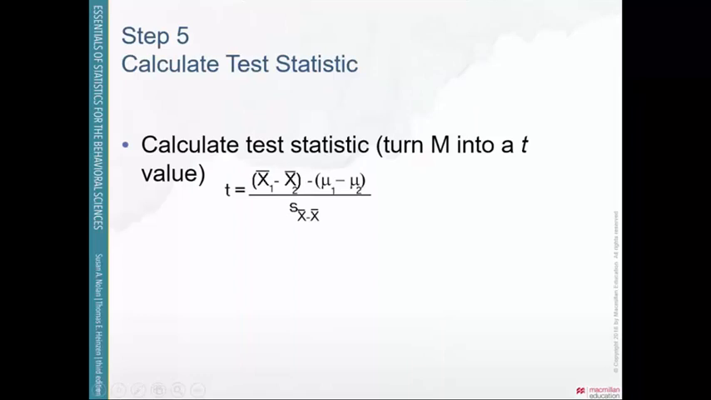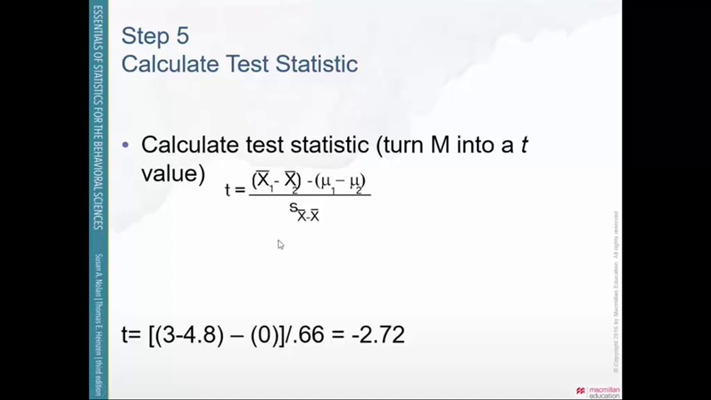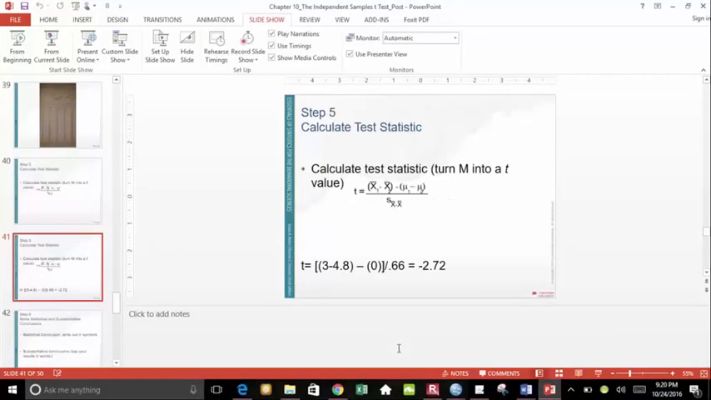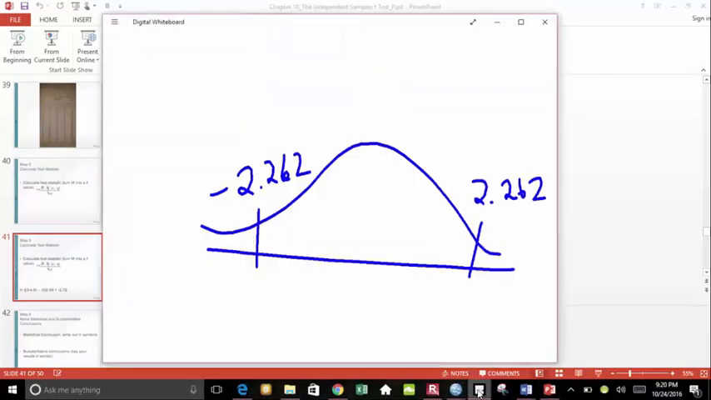All right, time to calculate your test statistic, which is the mean of group 1 minus the mean of group 2, minus, remember this is always 0, over your estimated standard error. So try to work that out. Pause this here for a minute. If you do, we had 3 errors minus 4.8 minus 0 over 0.66, which gives us negative 2.72. So over here, negative 2.72 is over here. And what are we going to do?